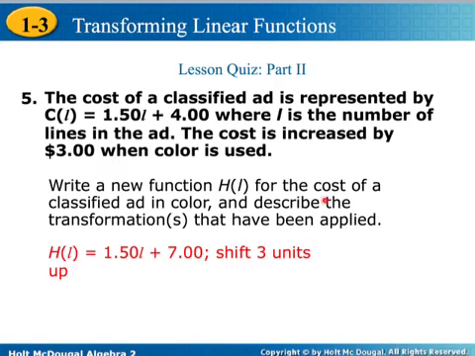So we want to write a new function for the cost of the classified ad in color and describe the transformation. So all they're saying is that the starting cost goes up by a total of $3, not $3 per line, not any of that. That means that this is like our base price originally, and now this plus that become our base price of $7. Still $1.50 a line, that never changed. It just means that no matter what, you're paying at least $7.